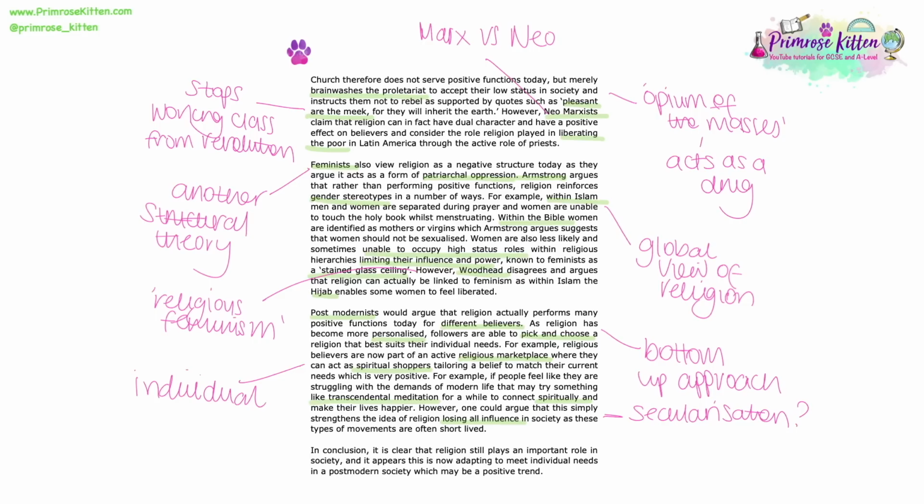Let's have a look at the short conclusion. In conclusion, it is clear that religion still plays an important role in society, and it appears this is now adapting to meet individual needs in a post-modern society, which may be a positive trend. So I've decided to go with postmodernity as my strongest argument in the conclusion, again, mainly because I am addressing that today section of the question, and also I am able to make my argument about religion still having positive functions for society without having to take a structural viewpoint.